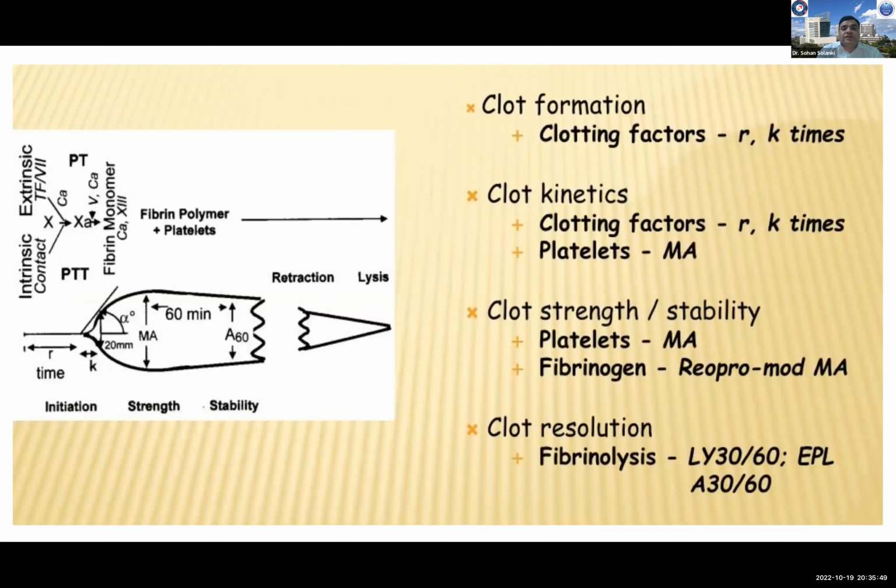So now we can summarize all of this. Clot formation is a function of the clotting factors. I already told you about the R and K time. Kinetics is a function of the clotting factors, R and K, and the platelets. The MA tells you about clot strength or stability, and the clot breakdown is by fibrinolysis, where you will see lysis 30 or lysis 60 and EPL or A30 or A60.